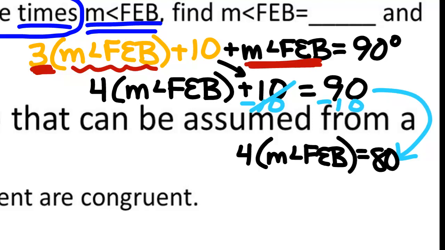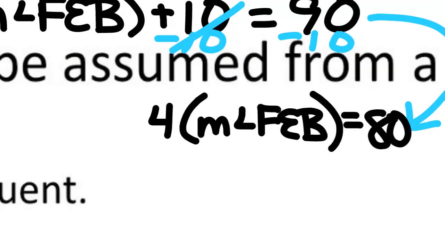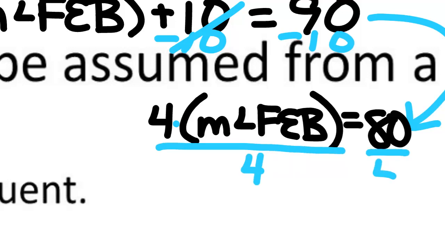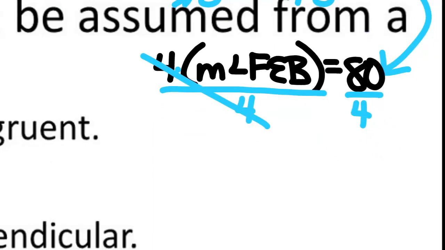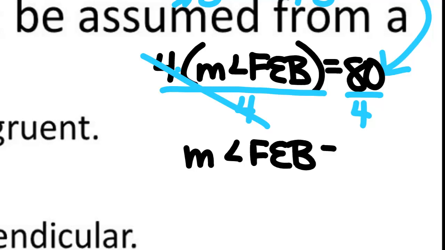What do I need to do to get these parentheses by themselves, to get rid of the 4 that's out in front of my parentheses here? It's being times right now, so how am I going to make it go away? How do I make times cancel? With division. We're going to divide both sides by 4. So I get the measure of angle FEB is equal to, what's 80 divided by 4? 20. So it's 20 degrees.